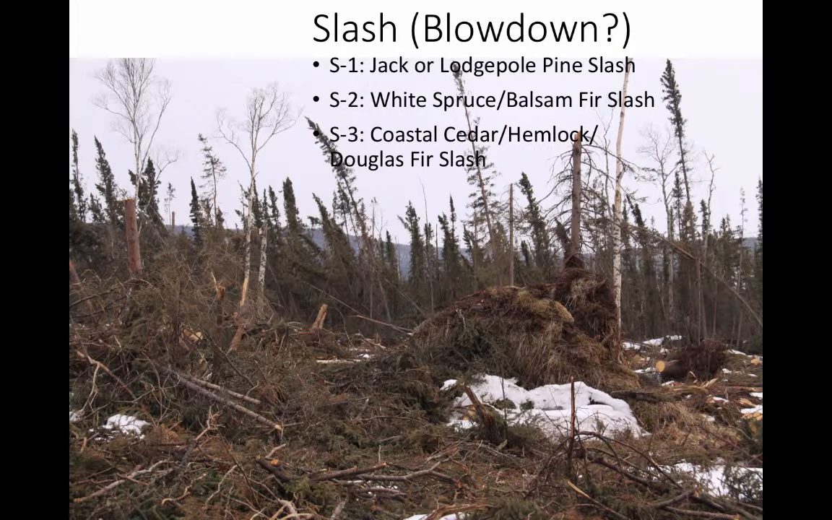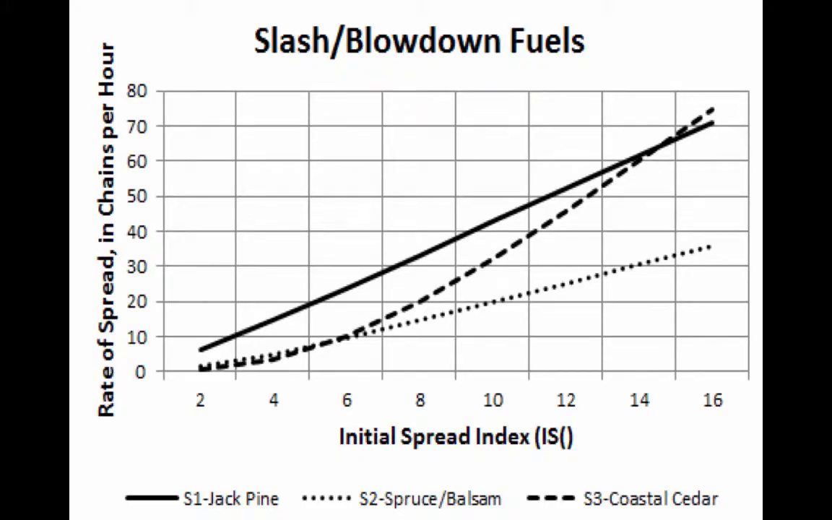There are 3 FBP slash fuel types, again dividing between the 3 geographic areas. S1 or pine for the lake states, spruce fir or S2 for the northern boreal landscapes, and S3 or cedar hemlock Doug fir only found on the Alaska Panhandle. Clearly the pine fuel type exhibits the fastest spread rates, the S2 or spruce fir the slowest, and S3 more intermediate, especially at ISIs above 8.